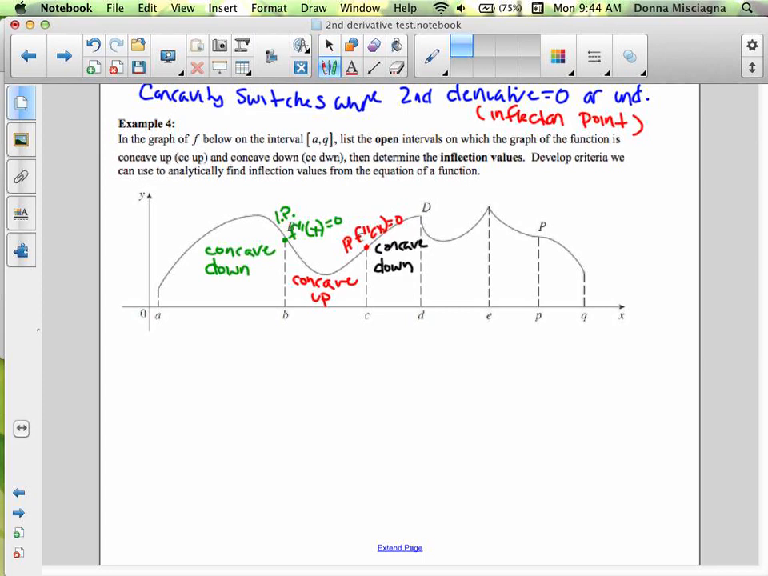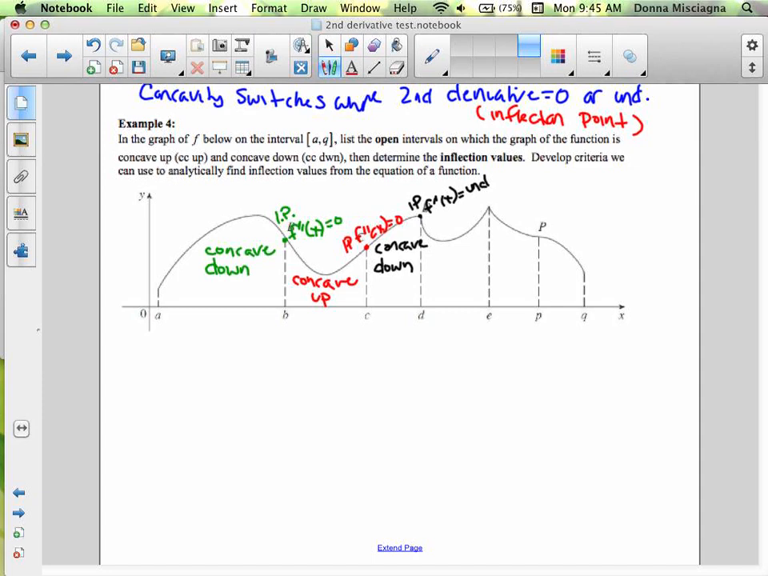Our next inflection point is right here. And look what we have. We have a cusp. So here we have an inflection point. But this is because the second derivative is undefined. And then continuing along. So by the way, we're going to write at the bottom where the graph was concave up and concave down. We're just going to label it on the graph and then we'll list it.